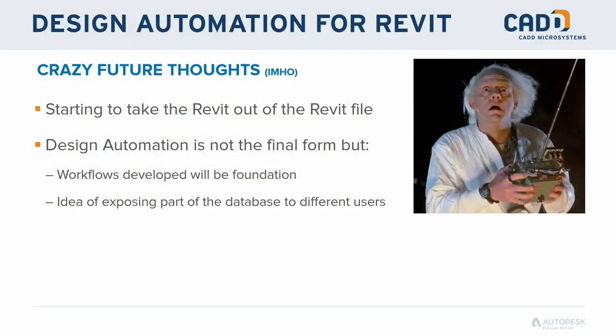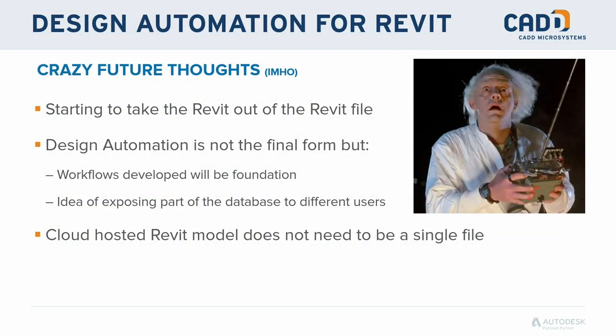There are going to be portions of database floating around the web that all happen to talk to each other, and that everybody can access the portions that they want to access. So I don't think design automation itself is going to be the final form, but I think the more we start using it and the more we start doing things with it, that is going to help dictate and narrate what the next phase is going to be like. And I feel like I'm talking about Pokemon right now, because they're all going to evolve. Anyway, sorry. Your cloud-hosted Revit model ultimately won't be a single file. It's a database. It's going to be stored in tables. It's going to be more efficient. And then everybody's going to be able to grab it when they need to grab it.